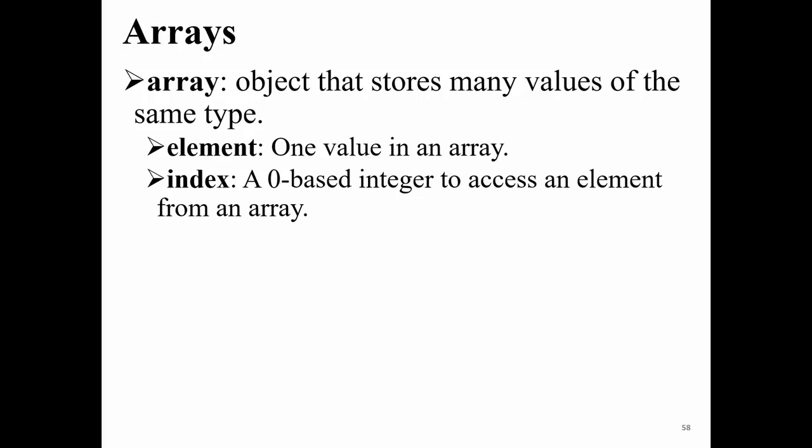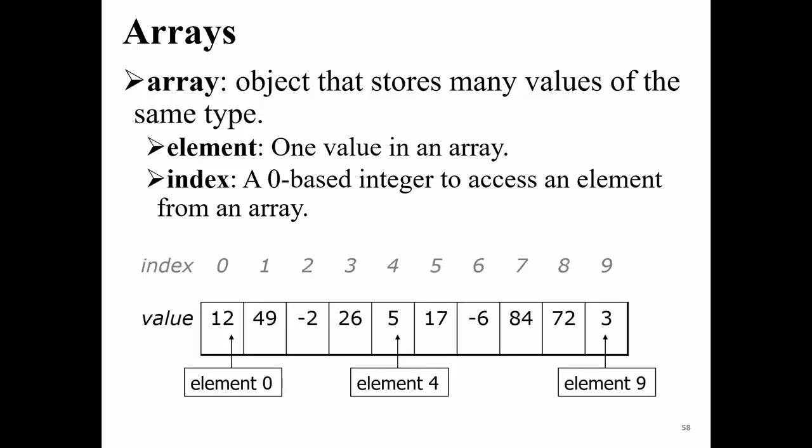The index always starts from 0 in the array. So here is an example of an array of integers, and this array has 10 elements, and the index starts from 0 up to 9. The value for element number 0 is 12, and the value for element number 4 is 5.